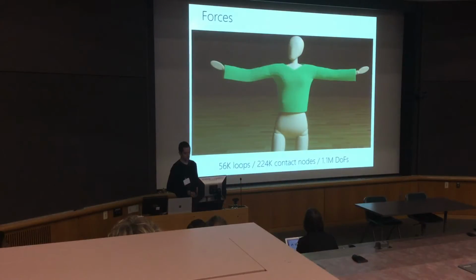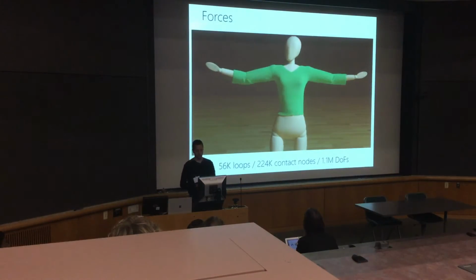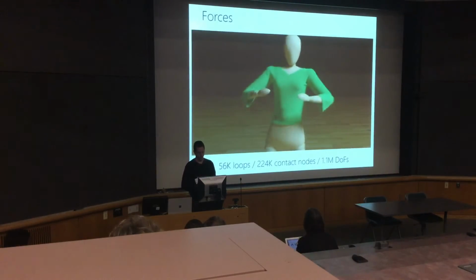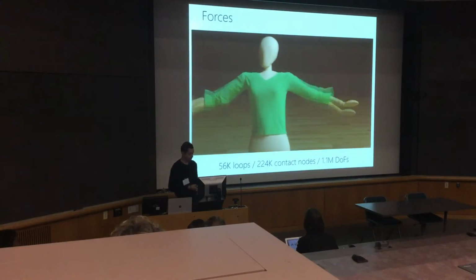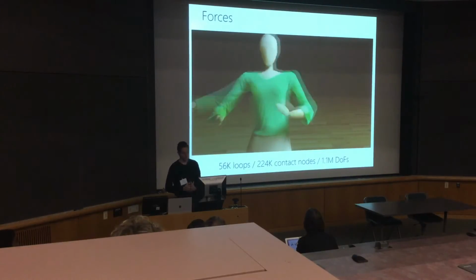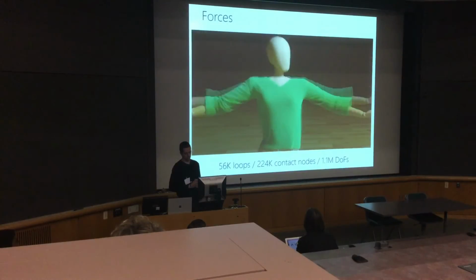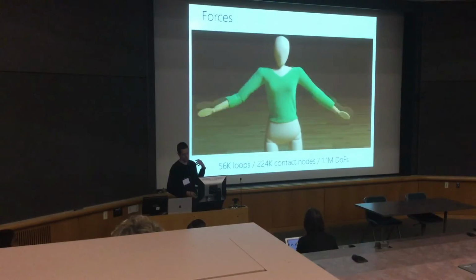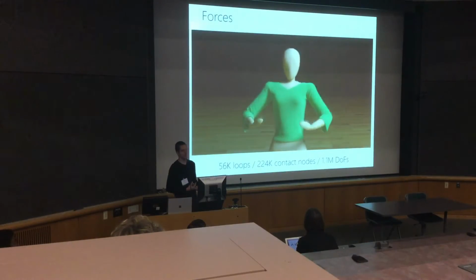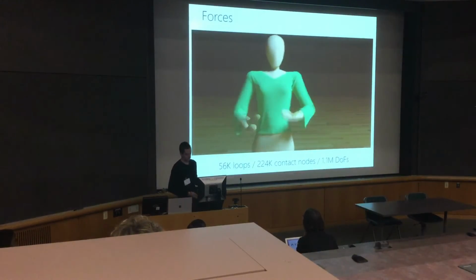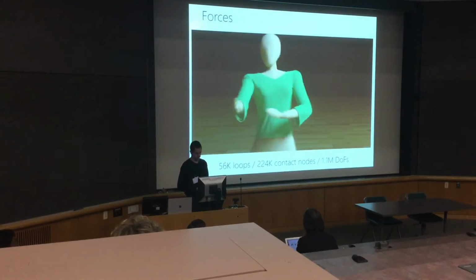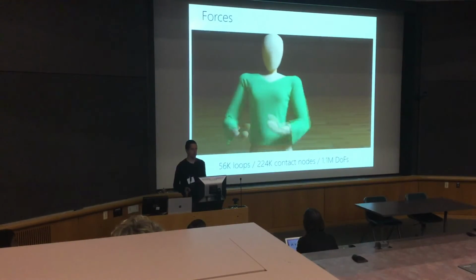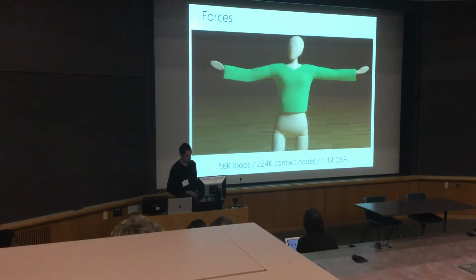Another example, this is a sweater. So this is knitted. Just so, 56,000 loops, 250,000 contact nodes. Real quick, we compute everything on the GPU, the graphics processing unit. So this is roughly 2 minutes of computation time per visual frame that you're seeing. I won't go into details about the implementation, but of course I can answer any question about it.